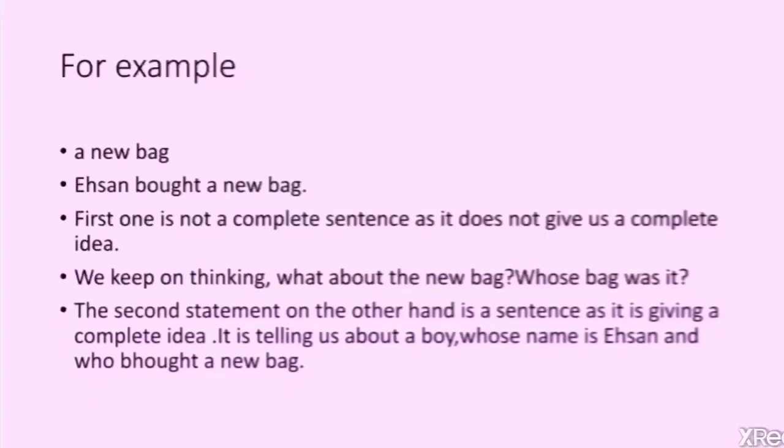The second statement, on the other hand, is a sentence as it is giving us a complete idea. It is telling us about a boy whose name is Ehsan and who bought a new bag. So we can see that in the first example, a new bag, there is no subject and verb in it. Whereas in the second example, Ehsan bought a new bag, there is a subject, Ehsan, bought, verb here, and a new bag is an object.